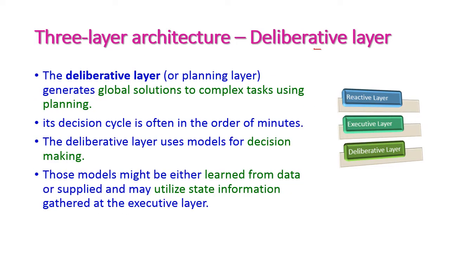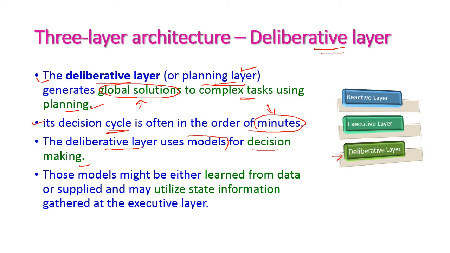The third and most important layer is the deliberative layer. It is otherwise called the planning layer. It generates global solutions to complex tasks by using planning, right? Hence, this is the most important one in the robotic software architecture. And this decision cycle is often on the order of minutes, because the decision is more complex. It takes more time. And this deliberative layer uses models for decision making.